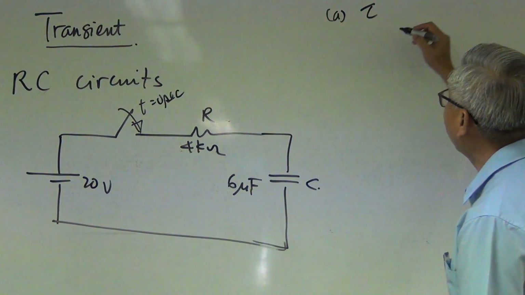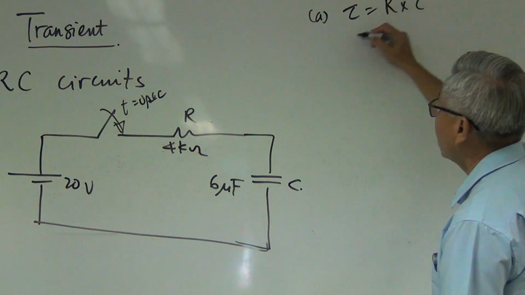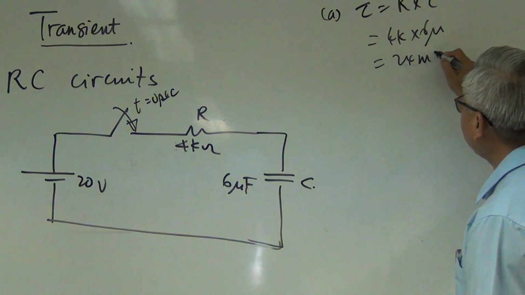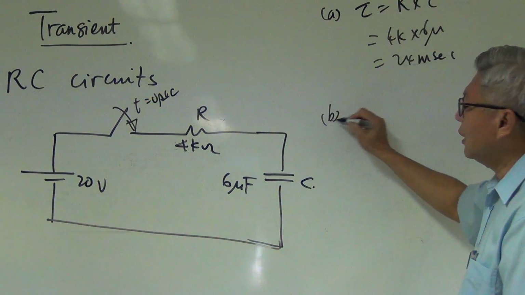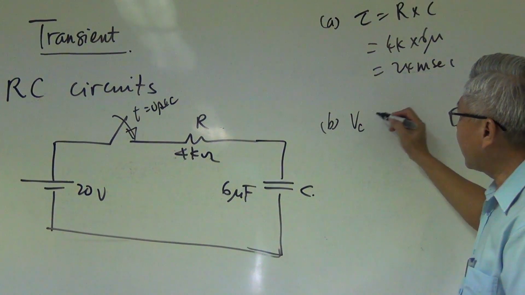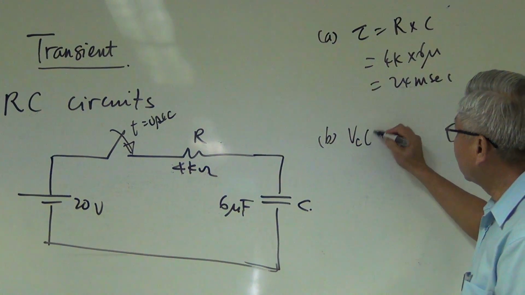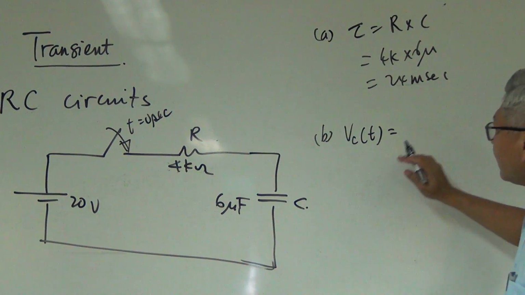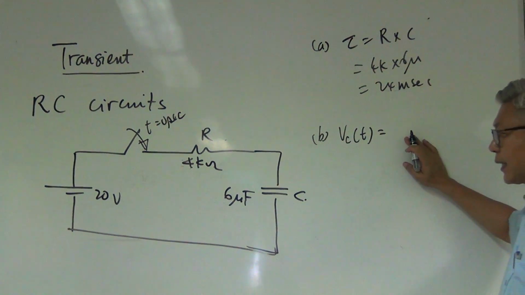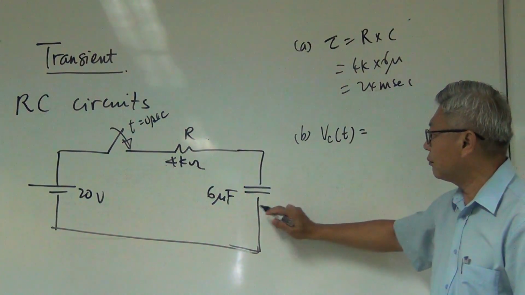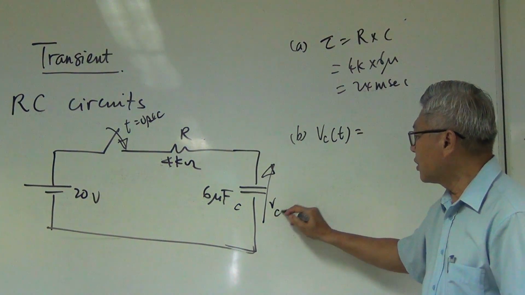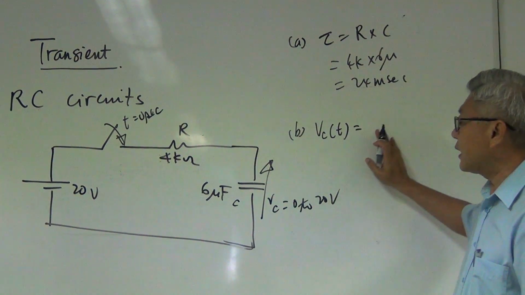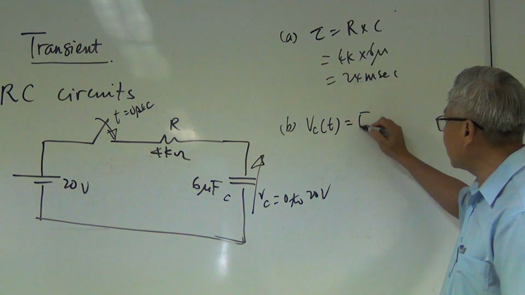Part A, I ask you, what is the time constant in this circuit? You say the time constant is R times C, so it's 4 kilo multiplied by 6 micro, which is 24 milliseconds. Part B, can you write me an expression for the voltage across the capacitor? You understand that it was initially uncharged, so it goes from 0 to 20 volts. So it's an increasing function, so you use a bracket.